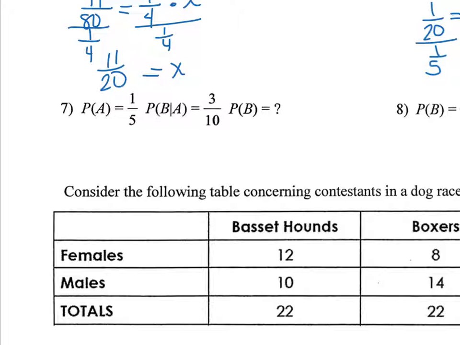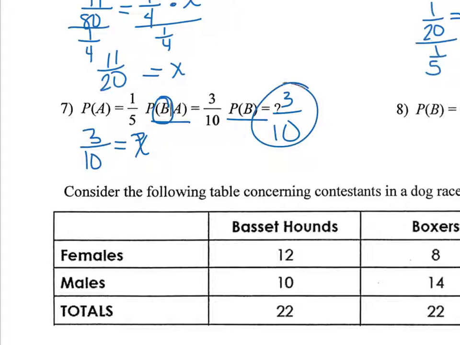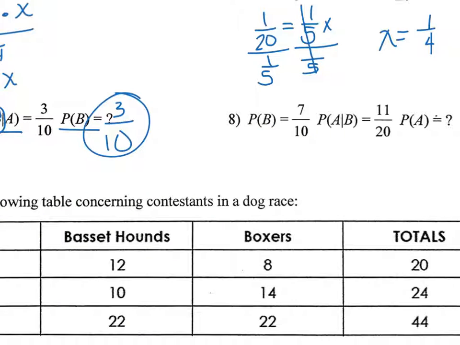Right, so for this one, they're telling you that they're independent. So they're telling you that the probability of B given A, so B is 3 over 10, should be equal to the probability of B. So that should be X. So it's just 3 over 10. It's almost like too easy, truthfully.